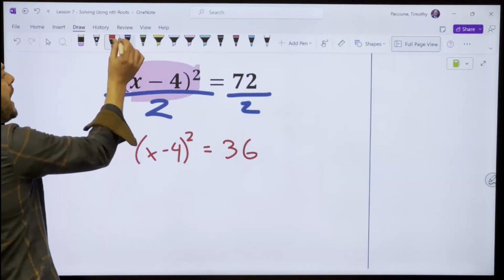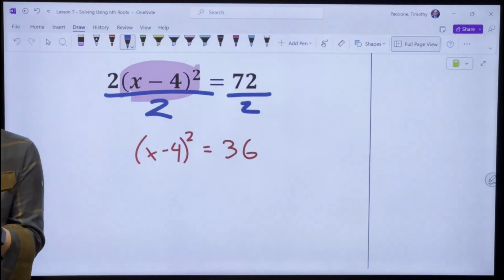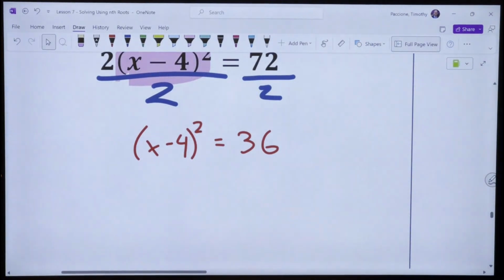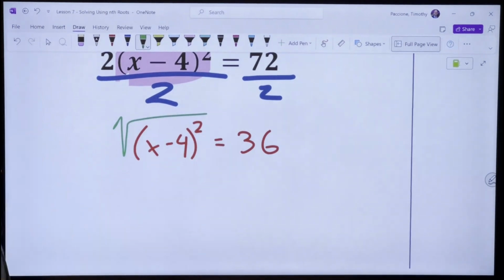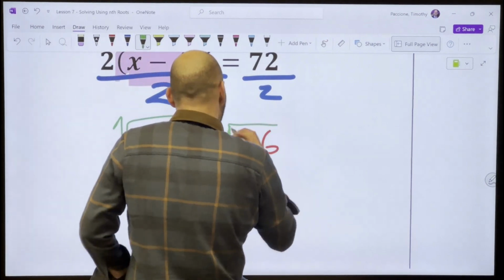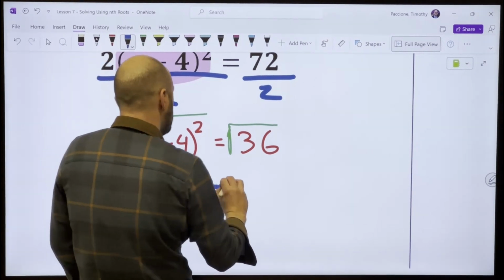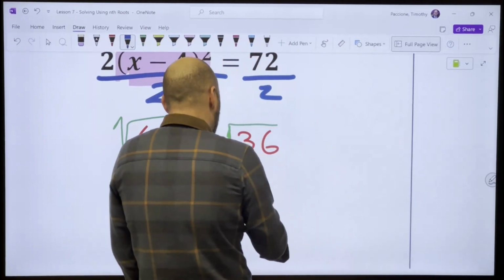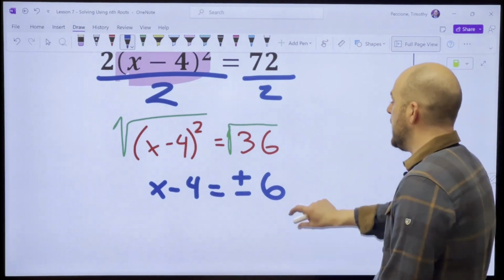Okay, now I'm ready to try to unlock that box that the exponent is holding hostage. So I need to do what to get rid of that exponent? I'm going to square root it. Why? Because it's the opposite of squaring. So I will square root it. And then I get x minus 4 equals 6, plus or minus 6. Very good, because when we're solving, we account for every possible solution. So plus or minus is back. It comes into play, okay?